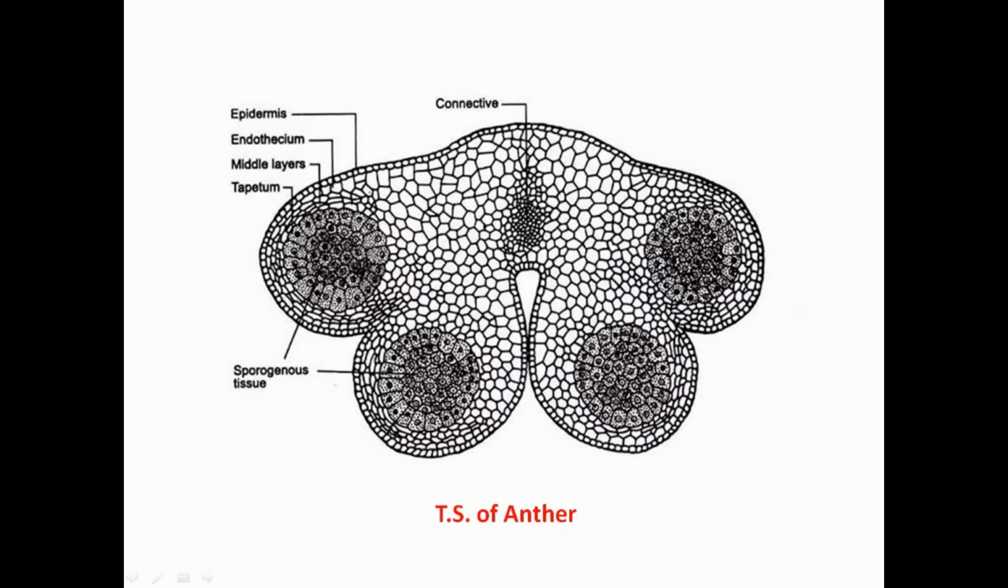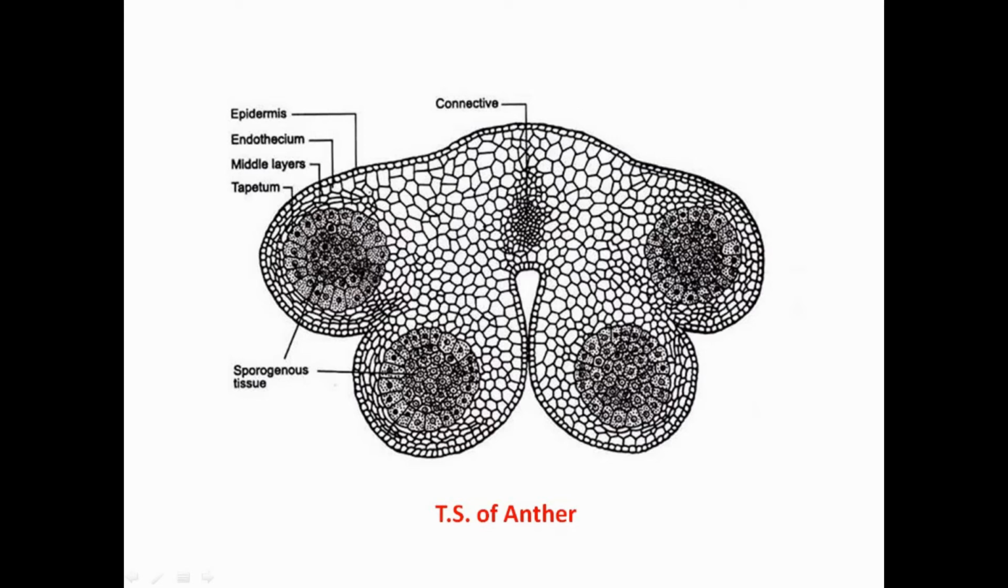Next layer is the middle layer. Three to four layers of thin-walled cells situated just below the endothecium are known as the middle layer. Cells of this layer are ephemeral and degenerate to provide nourishment to the growing microspore mother cells.